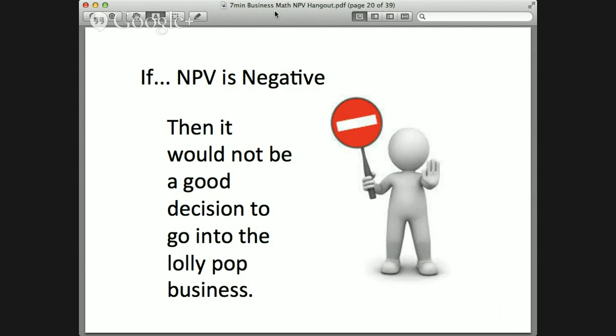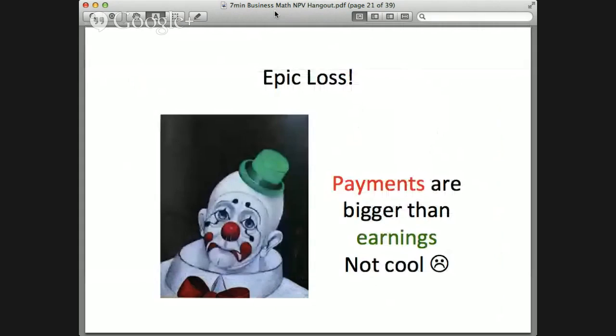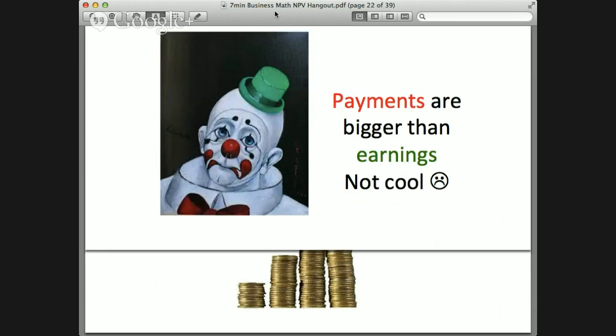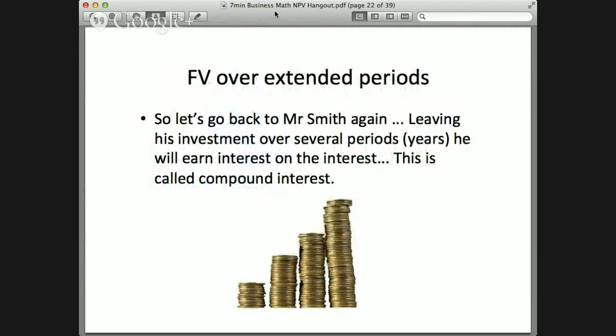It really is quite simple, and your money might be best invested elsewhere. These are things you need to weigh up, one against the other, and I'm going to show you that very shortly. The last thing you want is for your payments to be bigger than your earnings. That would so not be cool. Epic loss, yeah? So you want to really think that through.